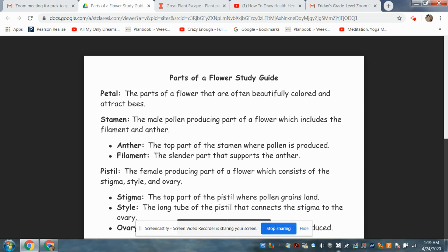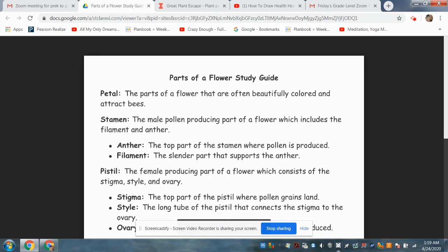Hi, today we will learn about the parts of a flower. Petal, the parts of a flower that are often beautifully colored and attract bees. Stamen, the male pollen producing part of a flower which includes the filament and anther.